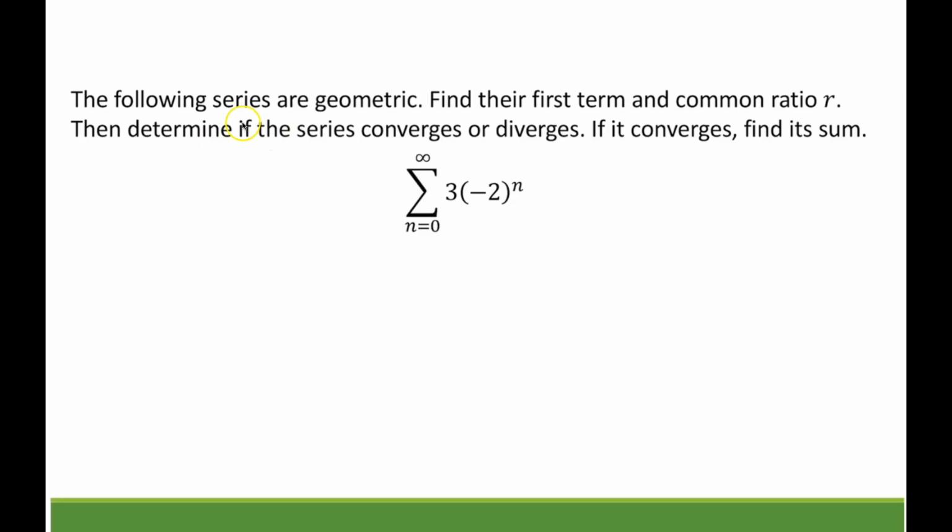Now let's get to some examples. We're told here the following series are geometric. Find their first term and common ratio r, then determine if the series converges or diverges. If it converges, find its sum.